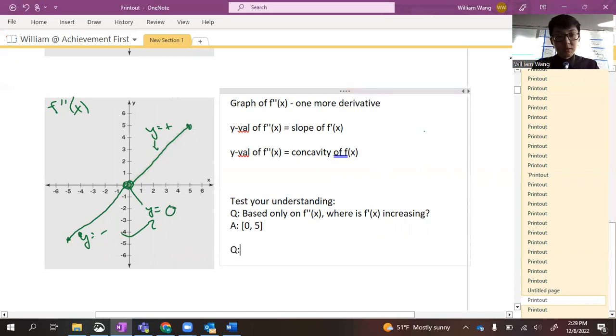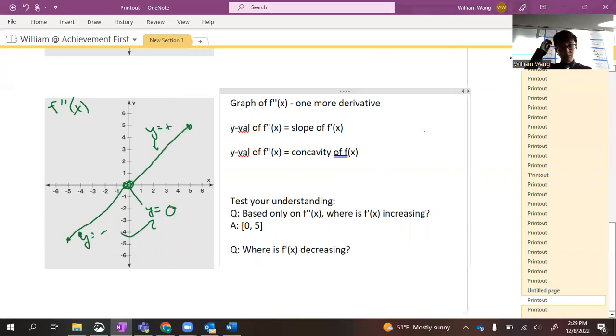So, question: where is f prime of x decreasing? Where is f prime of x decreasing? Here I might ask you to pause for a moment. After I ask these questions, pause and see if you can solve them yourself. The answer is going to be from -5 to 0.